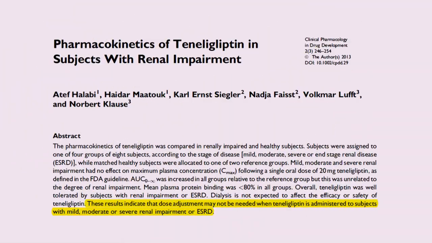The special population trials of teneligliptin in renal failure patients and hepatic failure patients are published in well-reputed journals, the Journal of Clinical Pharmacology and Drug Development. Both trials were done by one common author, Dr. Atif Halabi. We will not go into details of the design and the number of patients. We will just go on to the conclusion of what this trial is saying, particularly in the renal failure patients. The results indicate that dose adjustment may not be needed when teneligliptin is prescribed in any form of renal failure, mild, moderate, severe, or even in end-stage renal disease patients also.